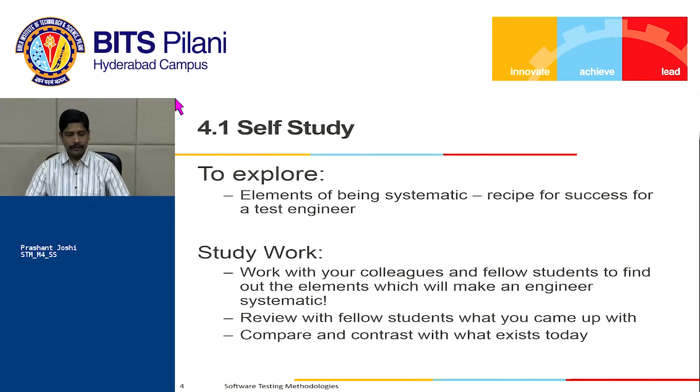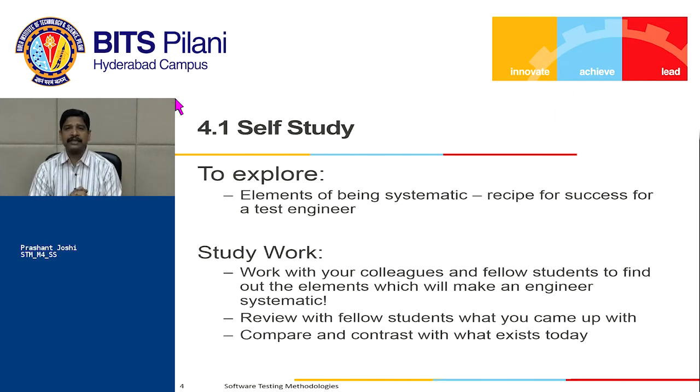First one, 4.1, which is elements of being systematic. So self-study 4.1, where we are looking at a recipe for success for a test engineer. What does this mean? And where did this come from? This came from those 8 systematic steps that we looked at. And you recollect that that was applied for equivalence class partitioning, and I extended it to every test engineer, everything that we could do. So now this is a time where you work with your colleagues and fellow students to find out what these elements are.